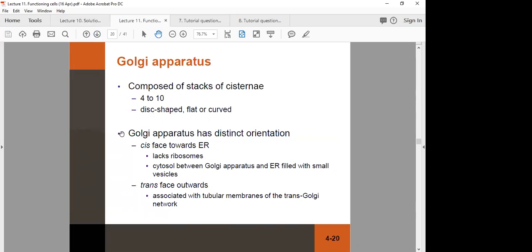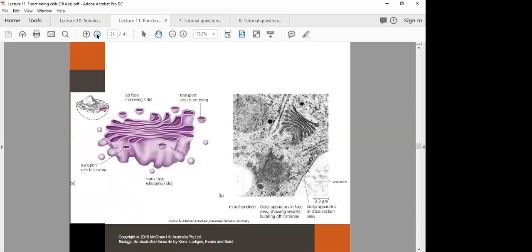Golgi apparatus has a distinct orientation. One side is called the cis face, and this side of the Golgi apparatus always faces towards the endoplasmic reticulum. The other side of the Golgi is called the trans face, and it always faces towards the plasma membrane of the cell. Let's look at that on the next slide.